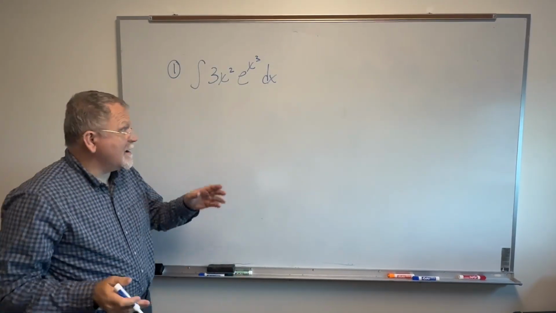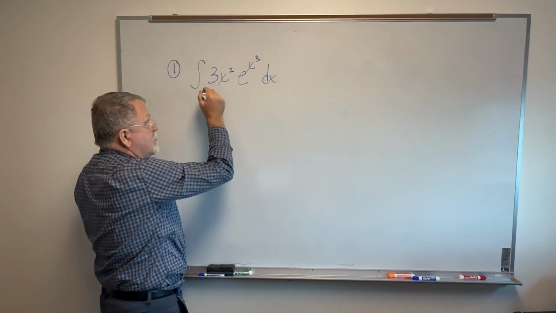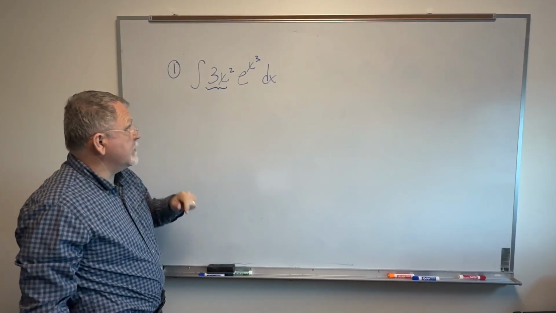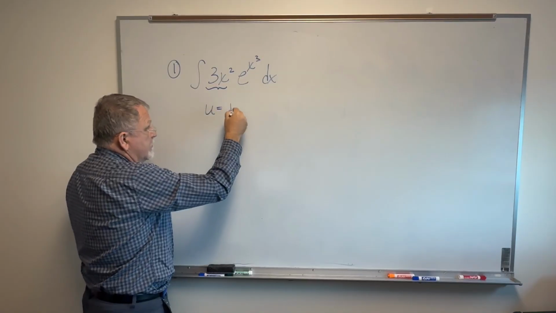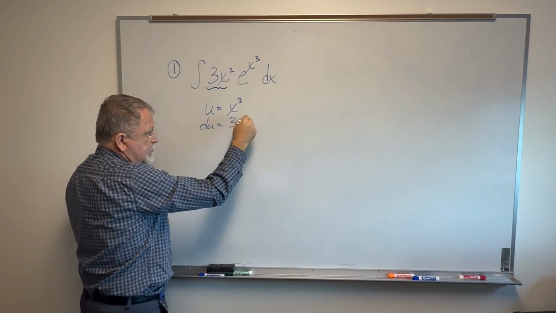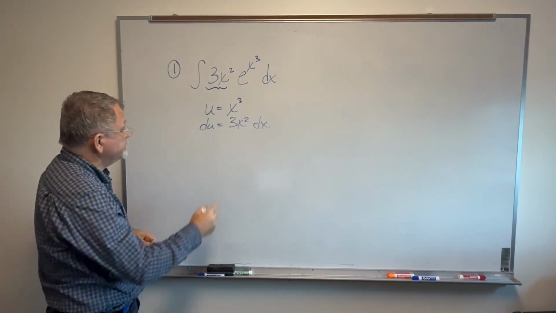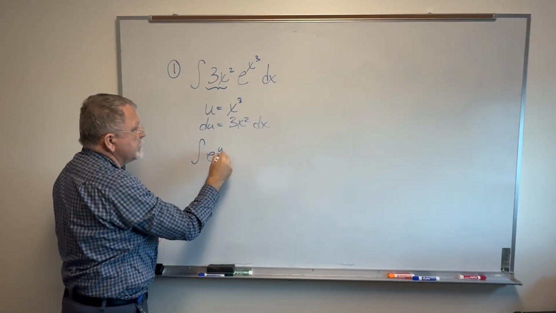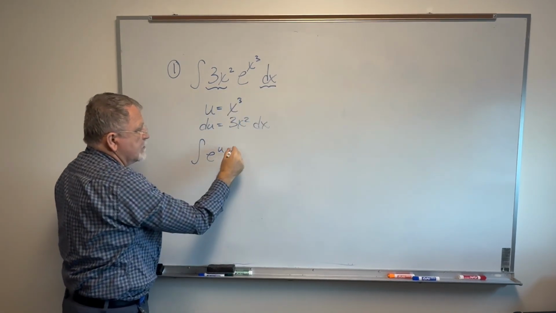Well, the first thing I recognize is that this function right here, x cubed, has this, the 3x squared, as its derivative. So I'm going to use integration by substitution. I'm going to call u the x cubed. That means that du is going to be the derivative of this, which is 3x squared dx. And now I'm going to rewrite this integral in terms of u and du. So that's just the integral of e to the u. And then the du is the 3x squared dx. So all together, that's the du.